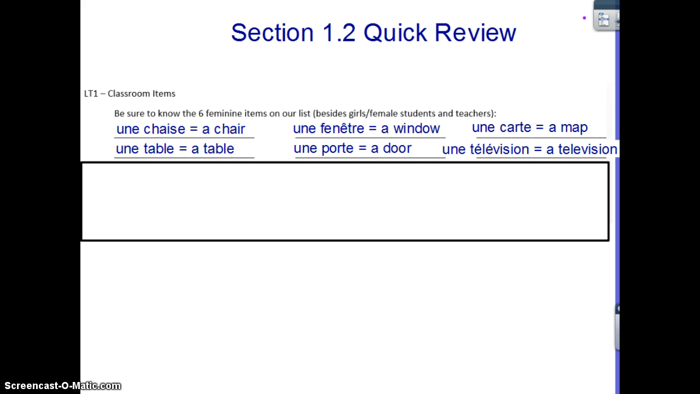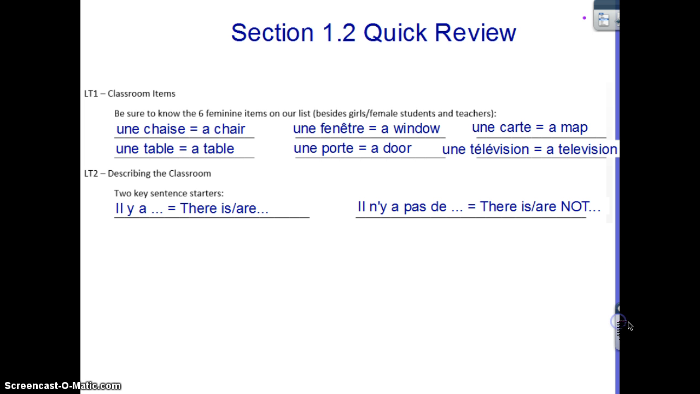Une fenêtre, a window, and une porte, a door. Again, windows and doors, kind of along the same lines of where they are in the classroom. Une carte, a map, and une télévision, a television or TV. Now, those two don't necessarily go together, but, hey, they're the 2 leftovers. If you know that these are the 6 items that are feminine, you'll have no trouble remembering that everything else in this section is actually masculine.